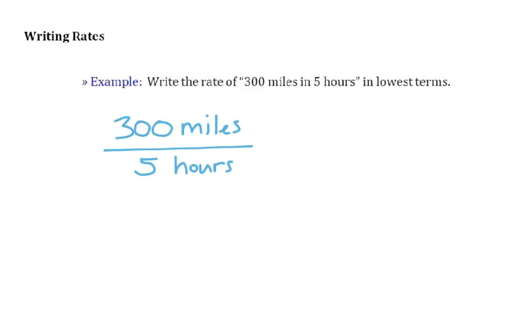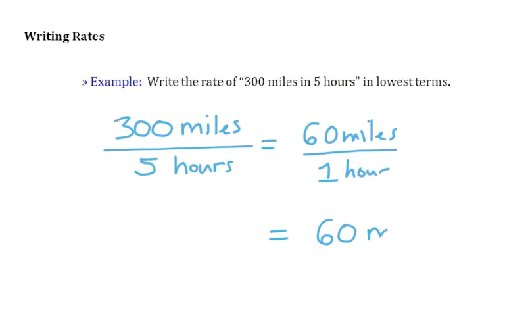But when we think about reducing, we do have 300 being divided by 5, so that gives us 60 miles per 1 hour in reduced form. And of course, we know this would be the same as what we see commonly on the roads today, 60 mph. So that's an example of writing a rate.